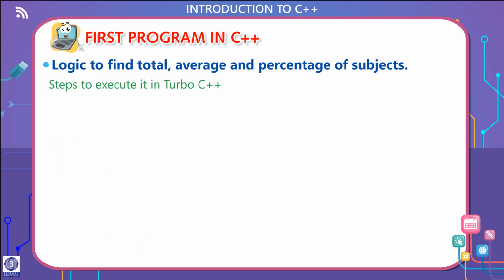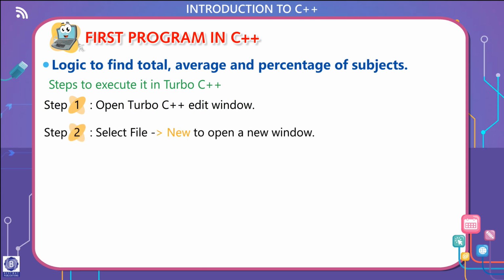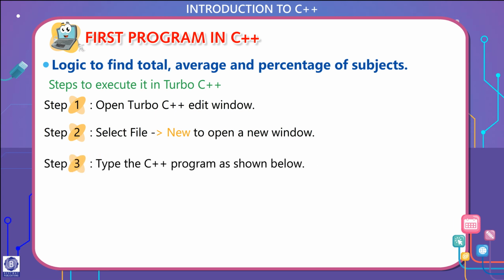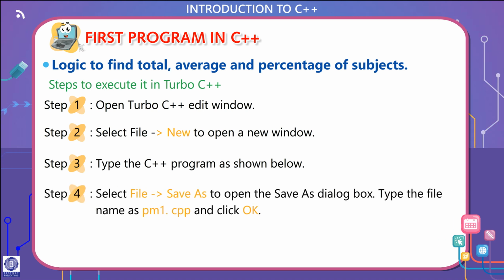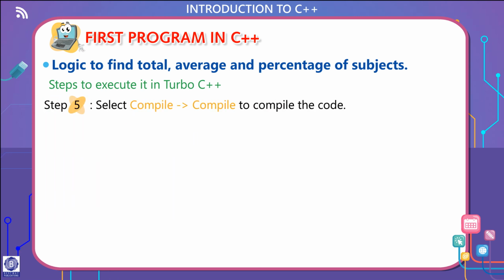Steps to execute it in Turbo C++. Step 1. Open Turbo C++ edit window. Step 2. Select File, New to open a new window. Step 3. Type the C++ program as shown below. Step 4. Select File, Save As to open the Save As dialog box. Type the file name as pm1.cpp and click OK.